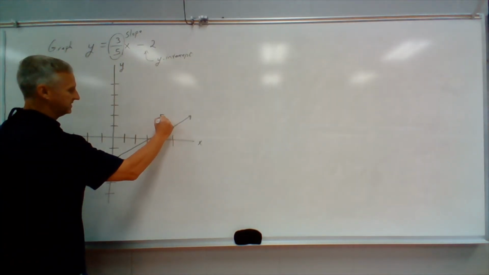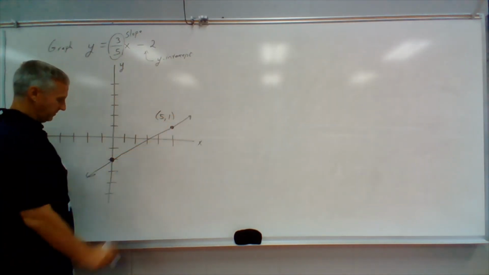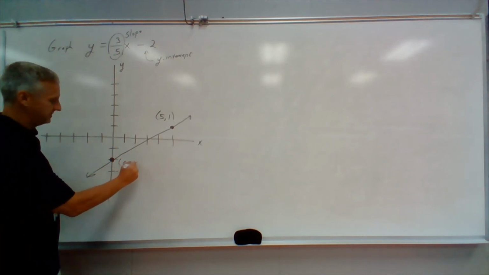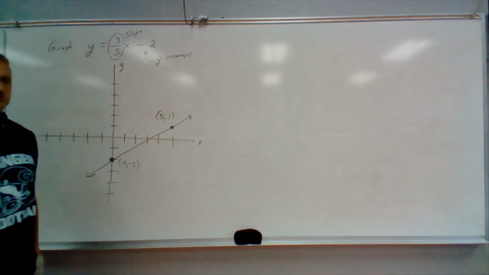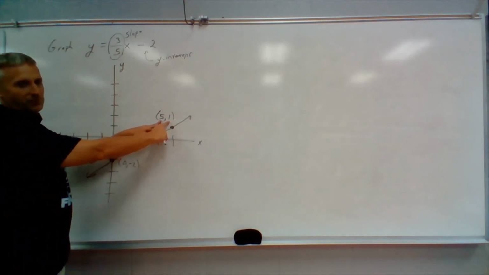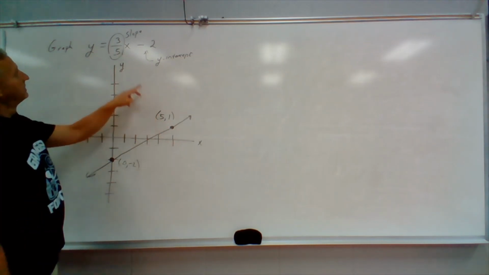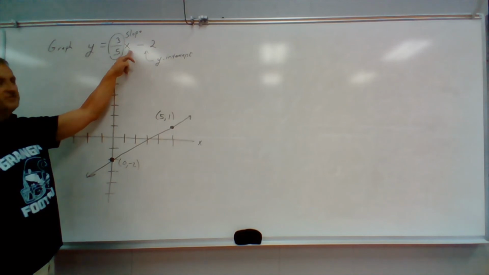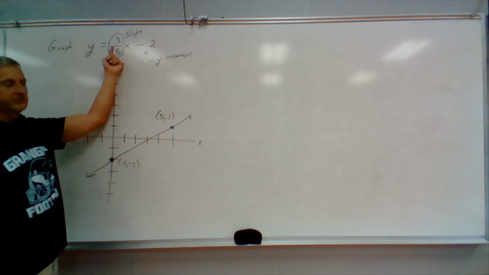If I put a 5 in for the x, my y value should equal 1. So if I put a 5 right here, 3/5 times 5, the 5's would cancel and I would just be left with 3. 3 minus 2 is 1, so that works. Let's put in a 0 for the x. 3/5 times 0 is 0, 0 minus 2 is -2, so that works.